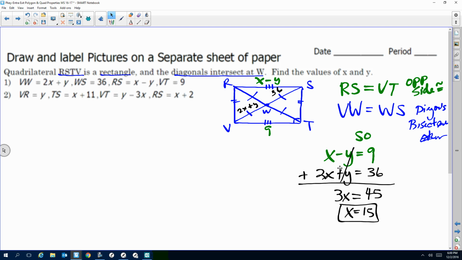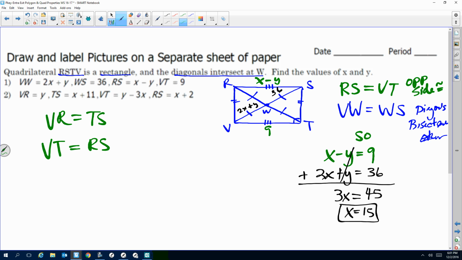Now, for number 2, I'm going to get you started. We have another system. So we're looking at VR and TS. Those are opposite sides, congruent. I know it's going to look kind of weird, but I'm just going to go ahead and write. We know that VR is going to equal TS. And we're looking at VT and RS. Those are opposite sides, and they are going to be congruent. So if we rewrite these, hopefully we have, oh, not x, sorry, y, because VR is y. Y is equal to x plus 11.